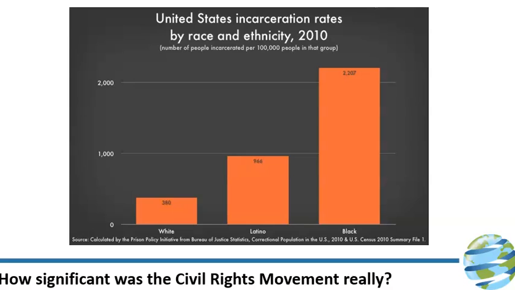Okay, just to finish off then, I want us to think about how significant the civil rights movement really was, because throughout this I've talked about the numerous legal changes in the United States and the work done by the people to put those in place. However, let's look at this graph from 2010. So it shows the United States incarceration rates by race and ethnicity. Incarceration refers to people in prison. We can see that per 100,000 people, there are 380 white people incarcerated, 966 Latino people incarcerated, and 2,207 black people incarcerated.